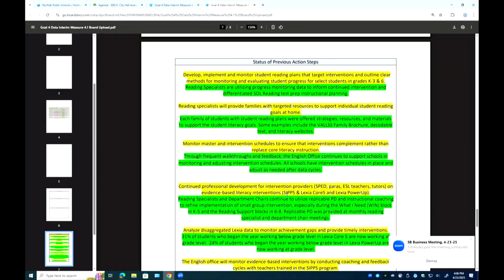Looking at our previous action steps, the first was around implementing and monitoring student reading plans. Reading specialists are utilizing the progress monitoring data to inform continued intervention and differentiated SOL reading test prep instruction planning as we go into the spring testing season.